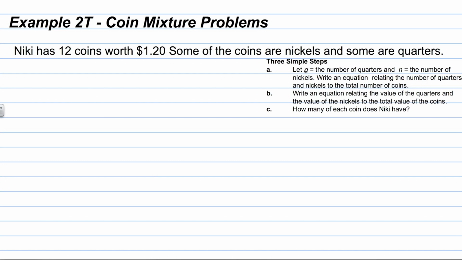Part A tells us to let Q equal the number of quarters and N equal the number of nickels, so they define the variables for us. What we need to do is write an equation relating the number of quarters and the number of nickels to the total number of coins. This is a classic part plus part equals whole problem. Let me explain it to you. First off, I think you should write down this: part plus part is equal to whole.